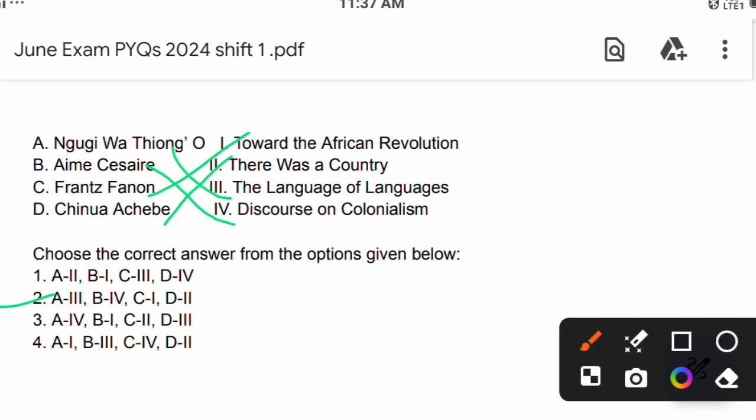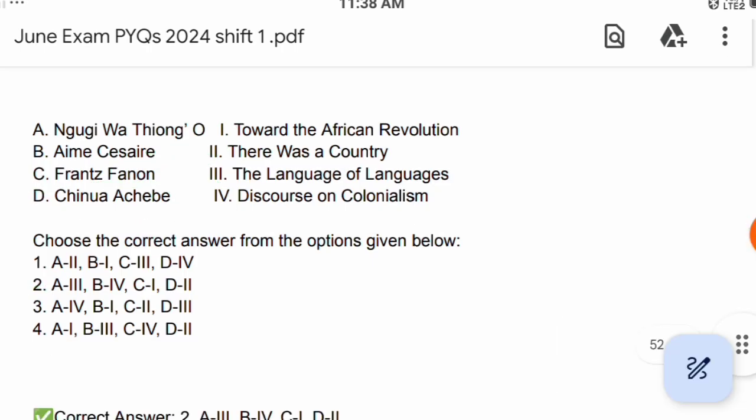Things Fall Apart is by this writer, and also No Longer at Ease, the second part of Things Fall Apart. You must not miss this work, because NTA asks the character, theme, first and second part, publication, everything. So do not miss Things Fall Apart. So this is the correct option of this question. Let's move to the next one.